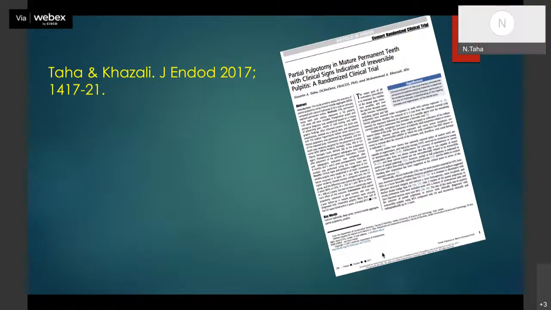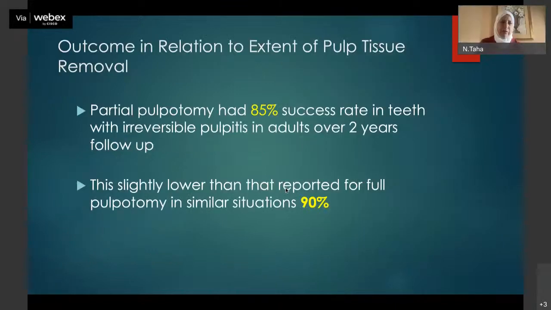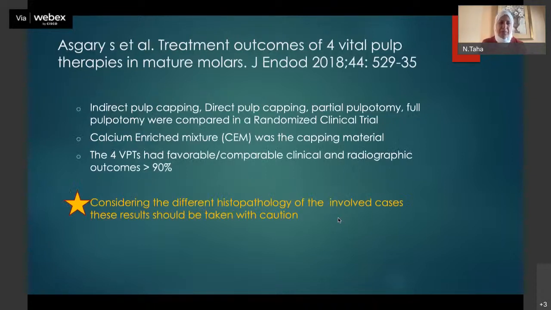This is my publication on partial pulpotomy published in the Journal of Endodontics in adult teeth with symptoms of irreversible pulpitis. So, adults above 20 years old, irreversible pulpitis, the intervention was partial pulpotomy, calcium hydroxide versus MTA, and we had an 85% success rate. You may say that 85 is slightly lower than that for full pulpotomy in cases of irreversible pulpitis. This is totally true because, conventional wisdom, if you remove the entire coronal portion, you are more likely to remove that infected, inflamed portion of the pulp compared to partial pulpotomy.